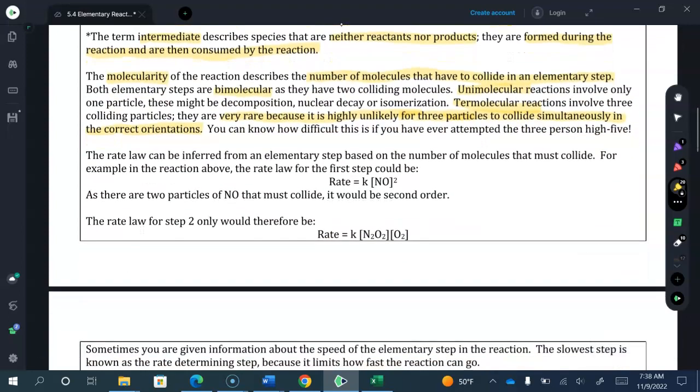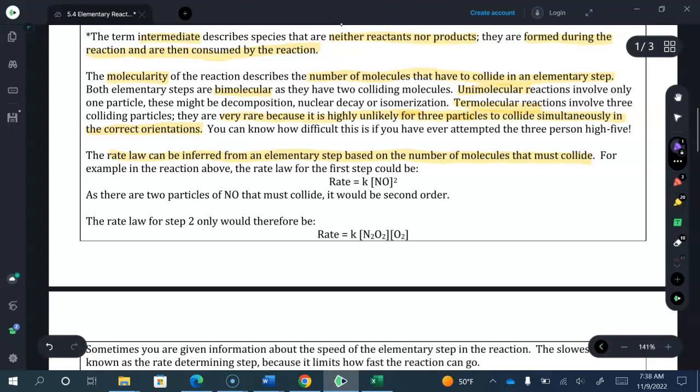The rate law can be inferred from an elementary step based on the number of particles that must collide. For example, in the reaction above, the rate law of the first step would be rate equals k times the concentration of nitrous oxide squared. There are 2 particles of nitrous oxide that must collide, so it is second order. The rate law for step 2 would be as follows.